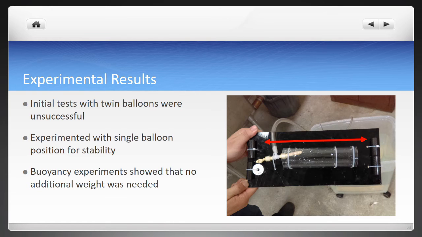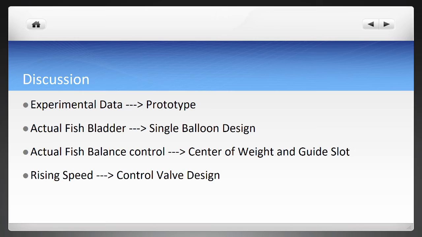From the experimental data, the team learned several things during prototype development. For example, an actual fish bladder has two balloon-like airbags. However, the team could not mimic the double balloon feature in the prototype design, because without muscle control, the two air balloons cannot be filled up at the same time due to elasticity differences.